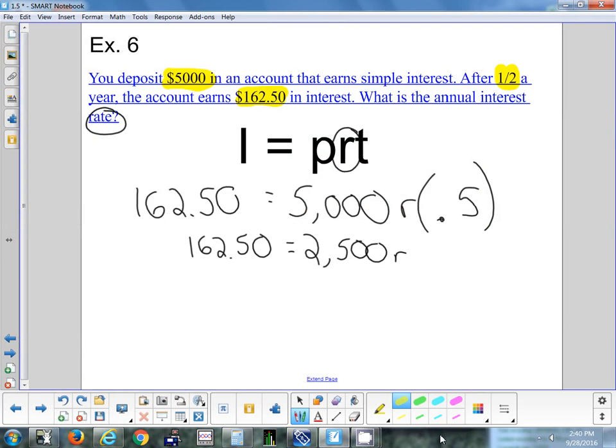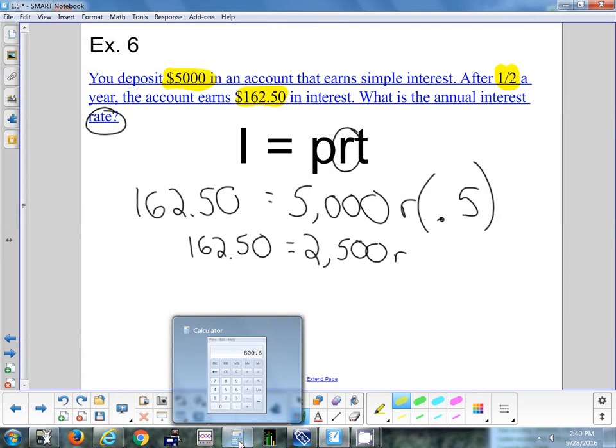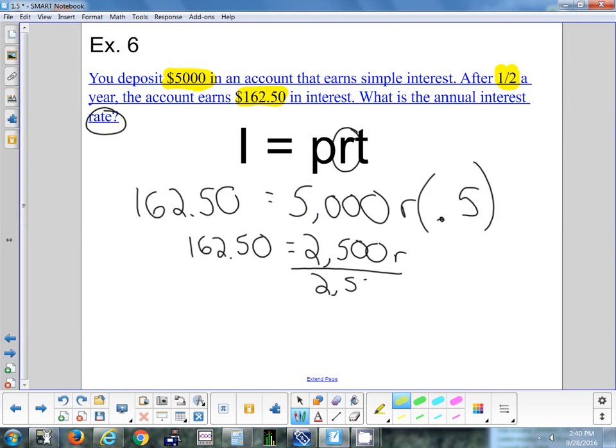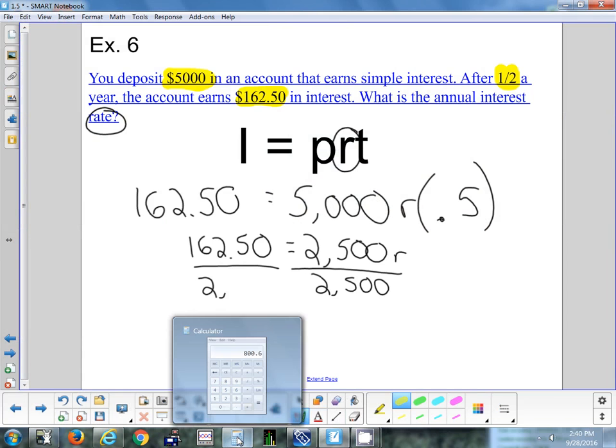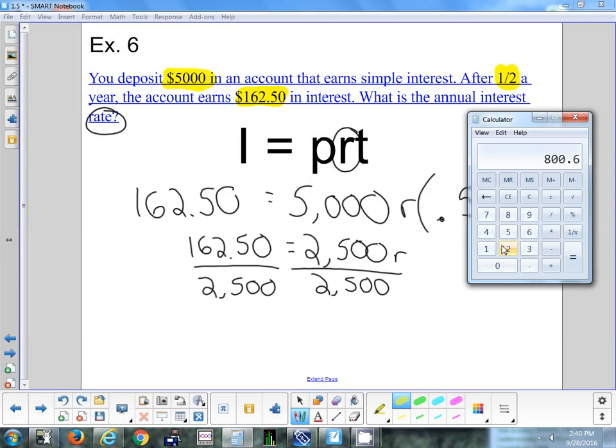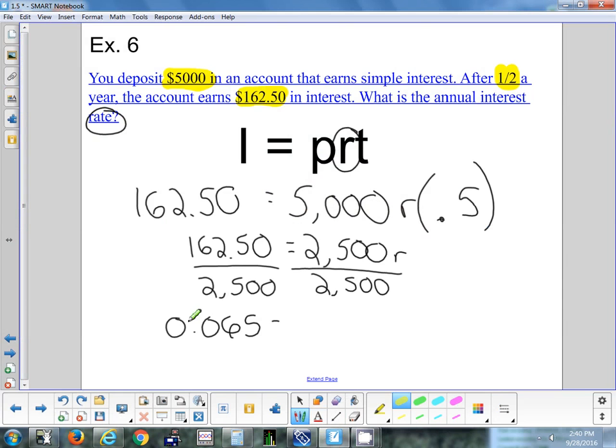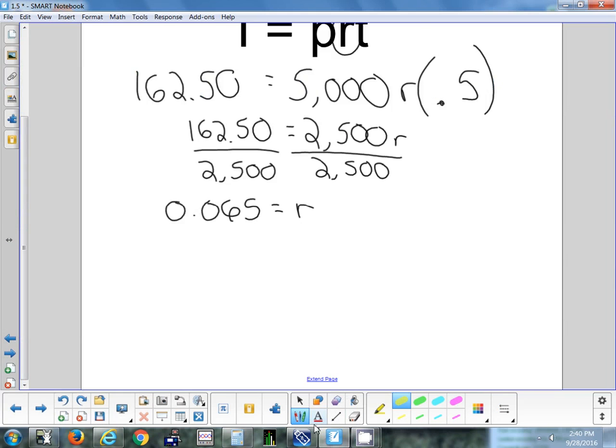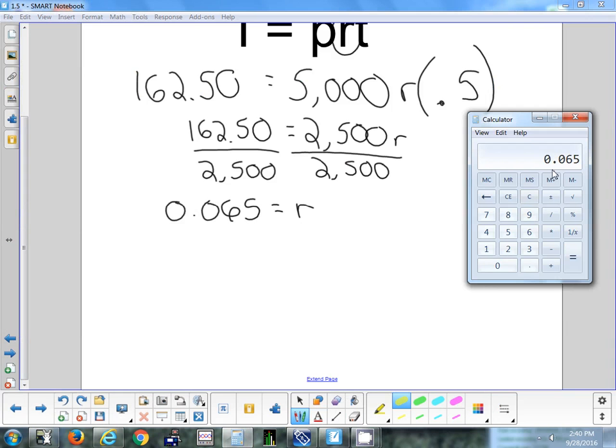So, remember, I got 0.065 equals my interest rate. Remember, interest rate is always in what form? Decimal, but it's going to be in percent form, right? 3% interest, 4% interest. What would that be as a percent? I want to move this decimal twice to the right, so my rate would be what? 6.5%. All right?